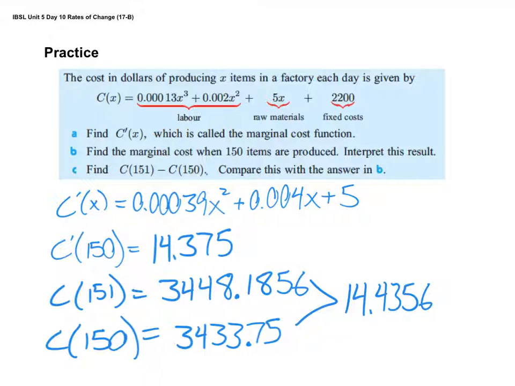But here, you can see the cost is changing. In other words, our unit price would be $14.375. Okay.